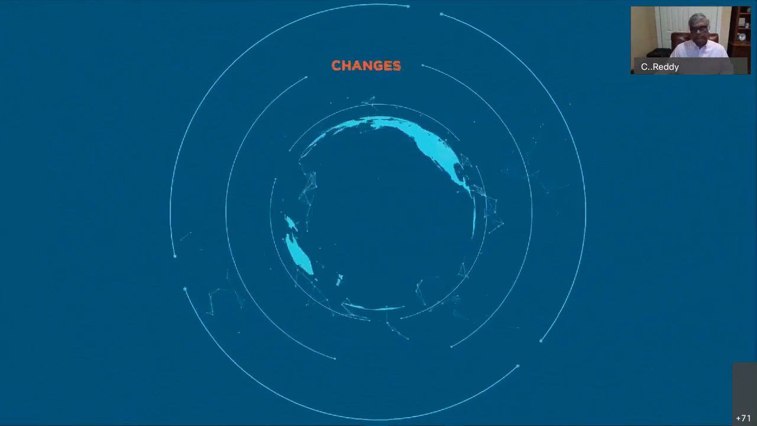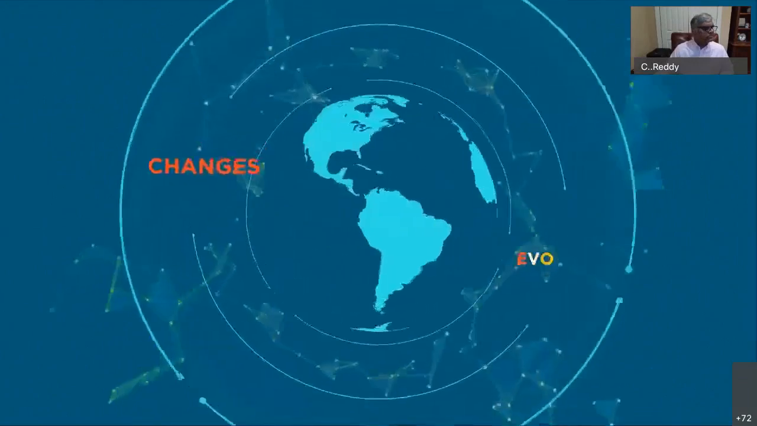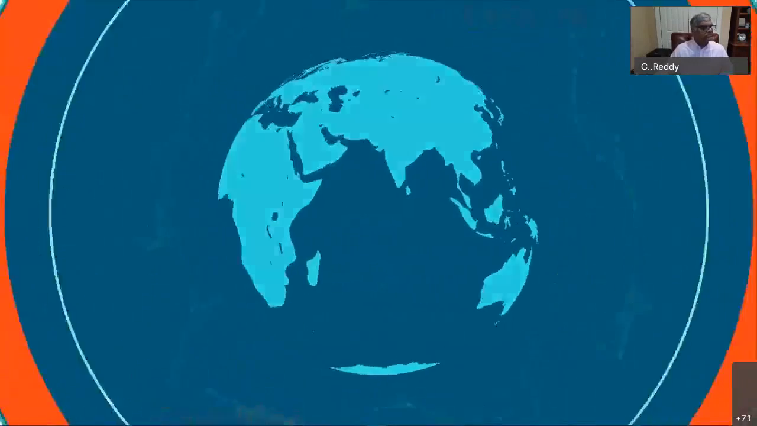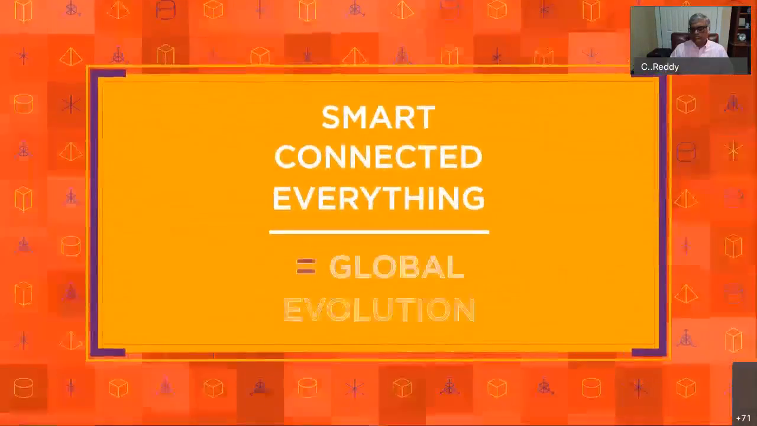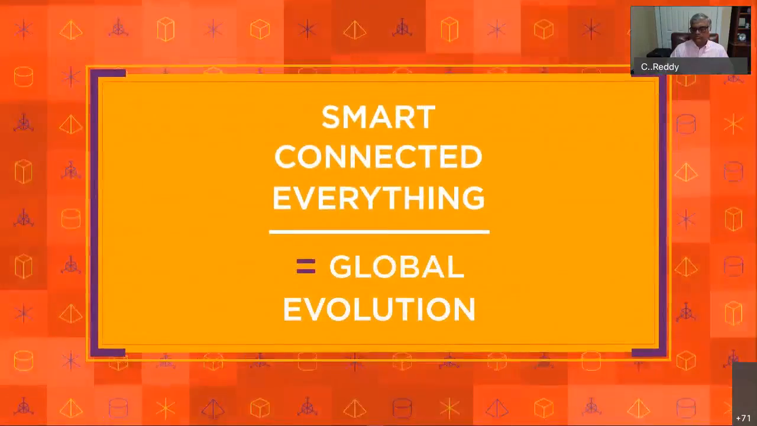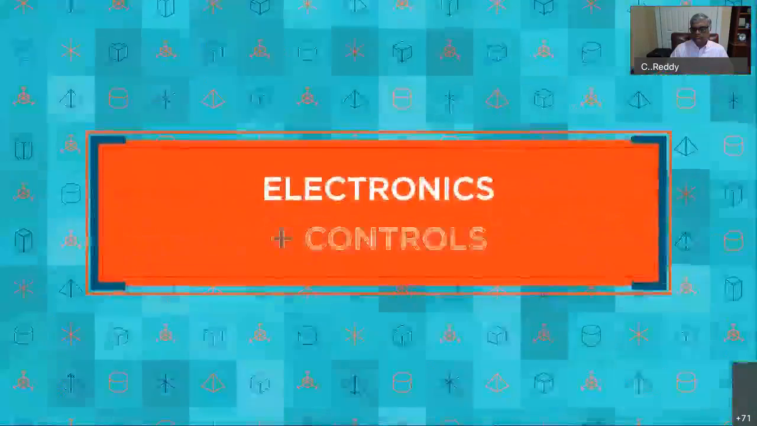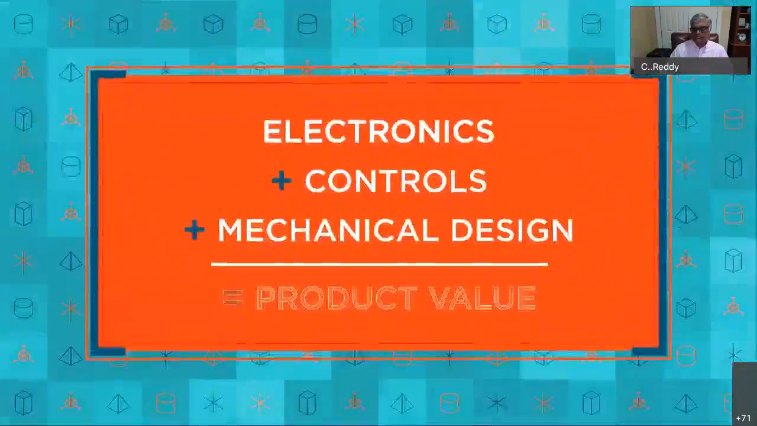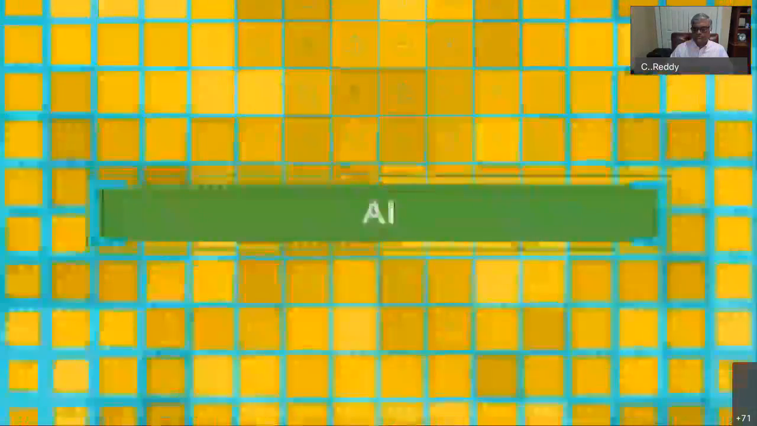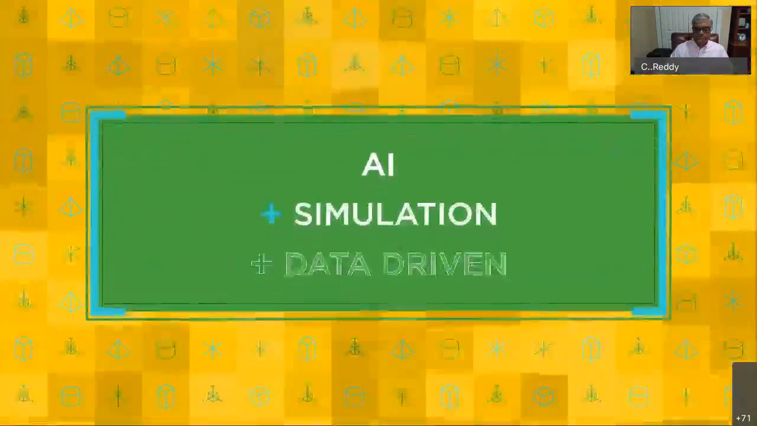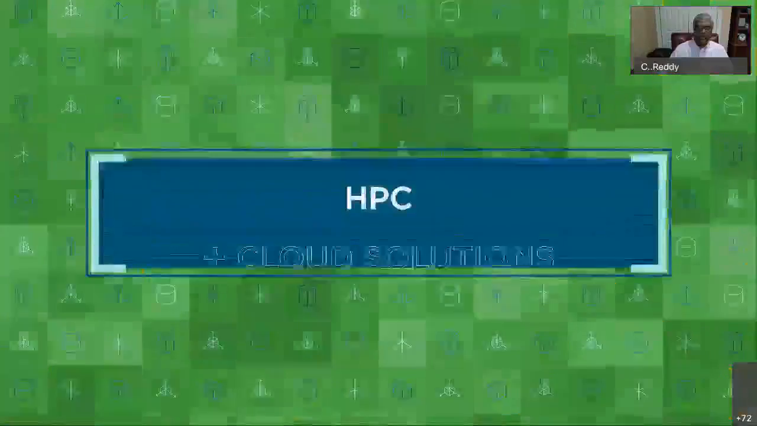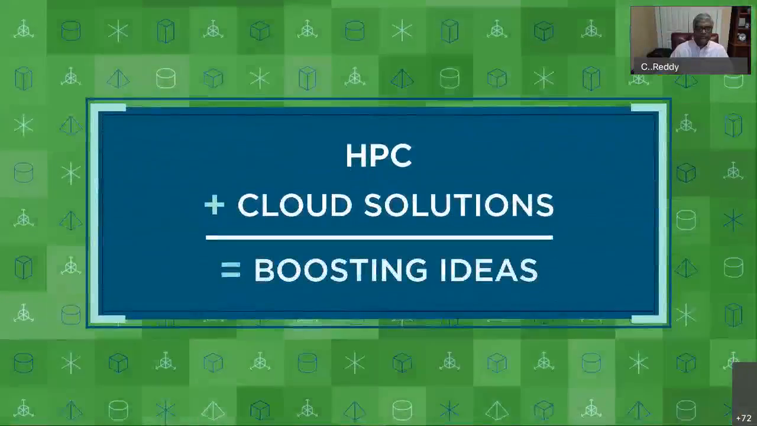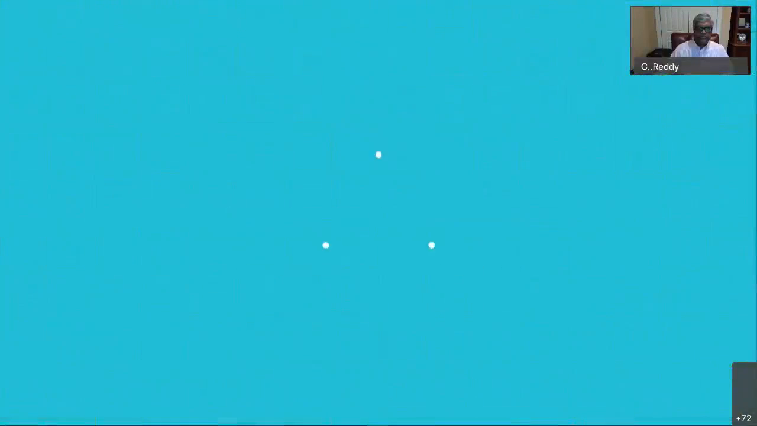The world is facing big changes, challenging companies to evolve in faster and more radical ways. At Altair, we're helping lead the global evolution toward a smarter, more connected world, integrating electronics and controls with mechanical design to expand product value, developing AI, simulation, and data-driven digital twins to drive better decisions, and delivering advanced HPC and cloud solutions to support massive idea exploration.